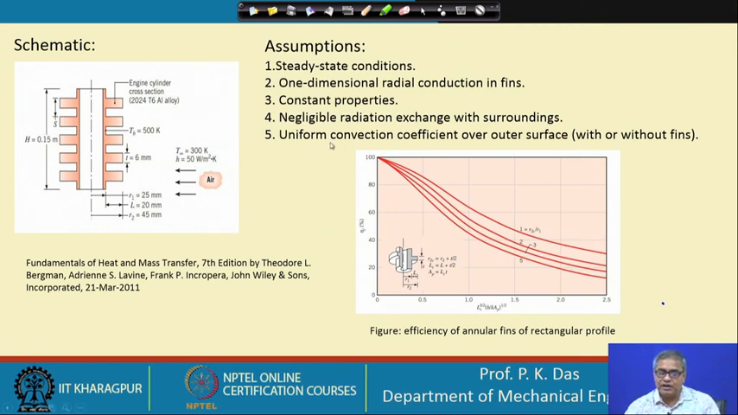One dimensional radial conduction in fins. So, heat will be conducted in this direction and then it will be convected from the surface of the fins. Properties are constant. Negligible radiation exchange with surroundings. That means the entire heat transfer is due to convection, not due to radiation. Uniform convection coefficient over the outer surface, with or without fins.